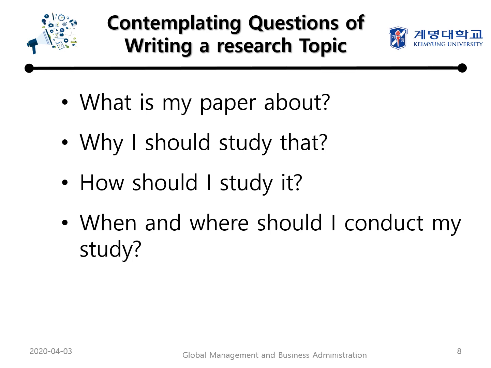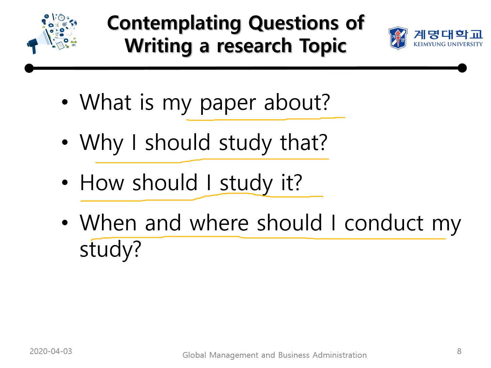The first contemplating question is, what is my paper all about? What do you want to talk about? Next is, why should I study that? Your purpose or your objective. How should I study that? So choosing the right method, and when and where should I conduct my study? You also think about the respondents or the sample of your study. By answering these questions, it will give a writer a sort of starting point in writing a thesis paper, a dissertation, or just a research study.